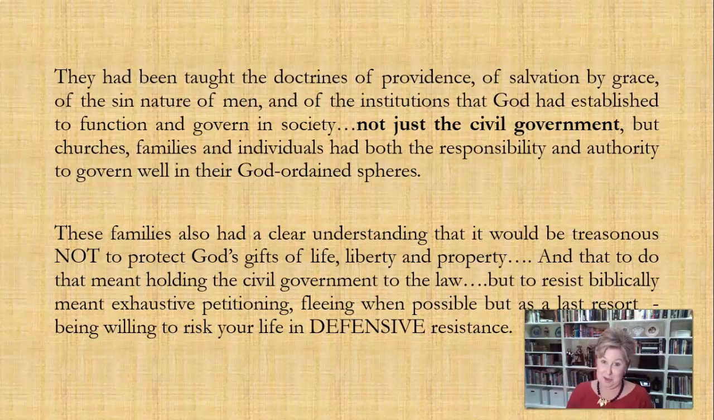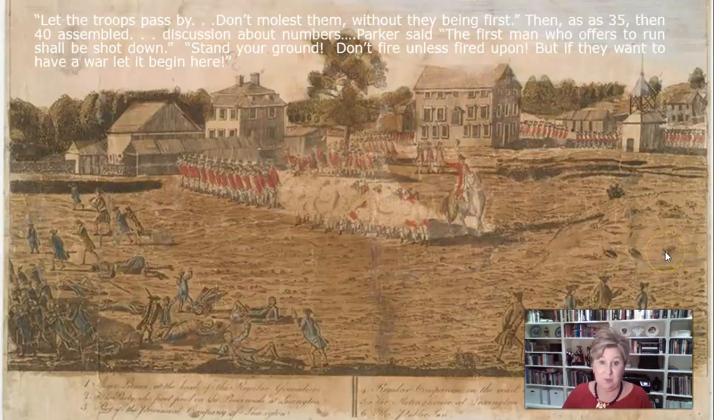Those families also had a clear understanding that it was treasonous of them not to protect God's gifts of life and liberty and property. And that in order to do that, you had to hold civil government accountable to the law. But you resisted biblically, and that meant exhaustive petitioning, fleeing when possible, but as a last resort, being willing to risk your life in defensive resistance. And that is what unfolded on the morning of April 19th, 1775.